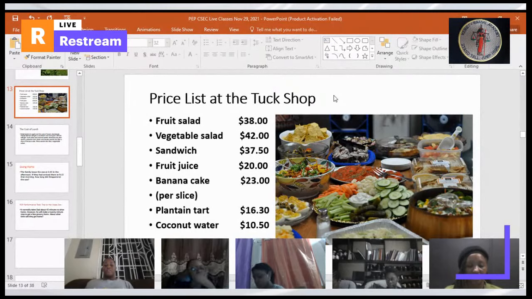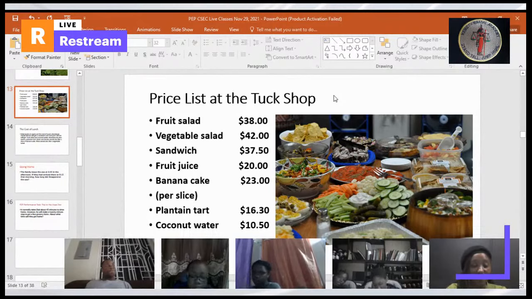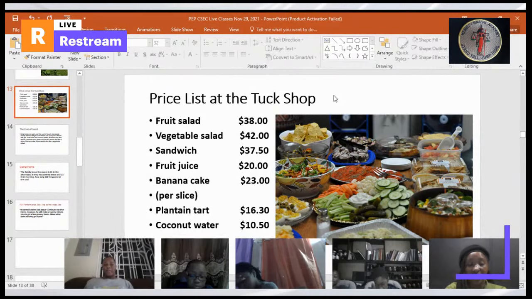Okay, while Jerry is reading again, I'm going to give you a minute to jot down these prices, because of course, you're going to be calculating the cost of lunch. You're going to be reading what each person is ordering. So Jerry, go ahead and read the list again, and everybody take a minute and jot down the prices.